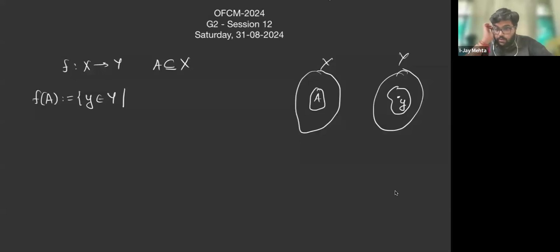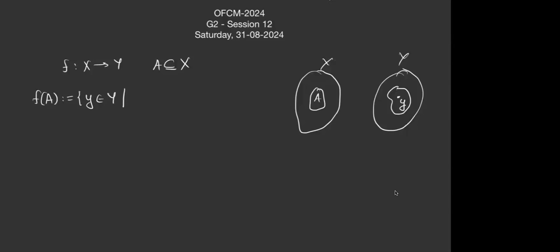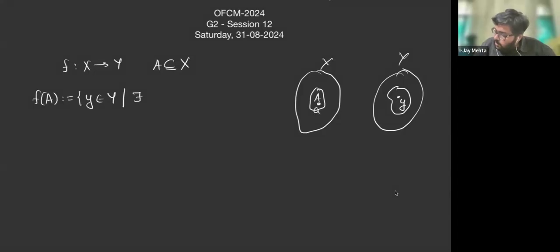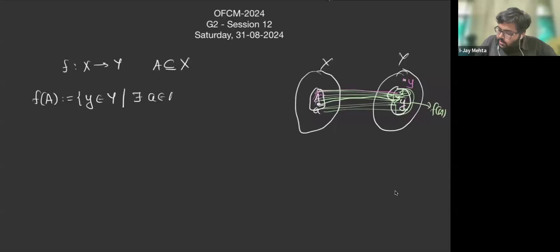And there exists a small a in capital A such that y is equal to f of a. Yes, there should be some a here, right? Small a in capital A such that y equals f of a. So if I take some element here that does not have a pre-image in A, then it is not in f of A. So this is f of A. It's the image set of A, right? All elements of A going this way. So there exists a in A such that y equals f of a.